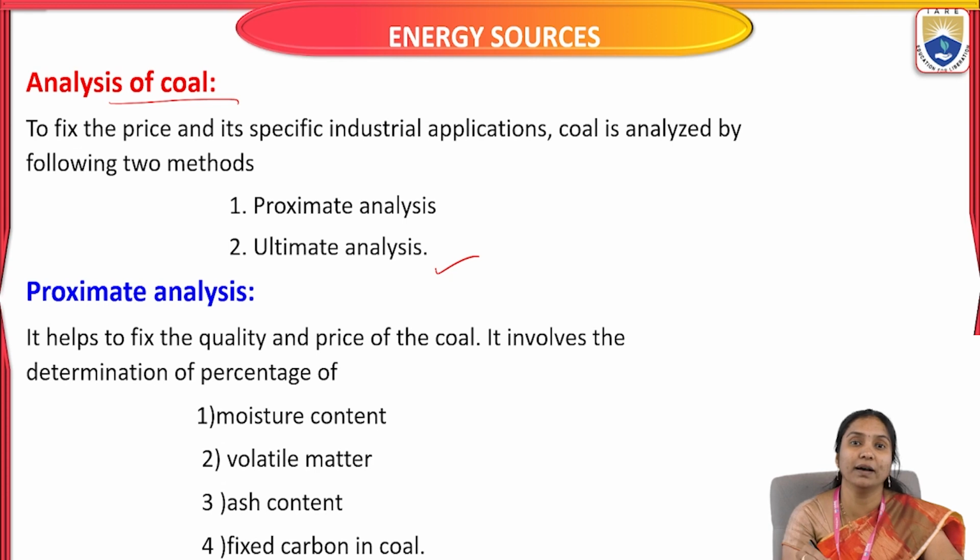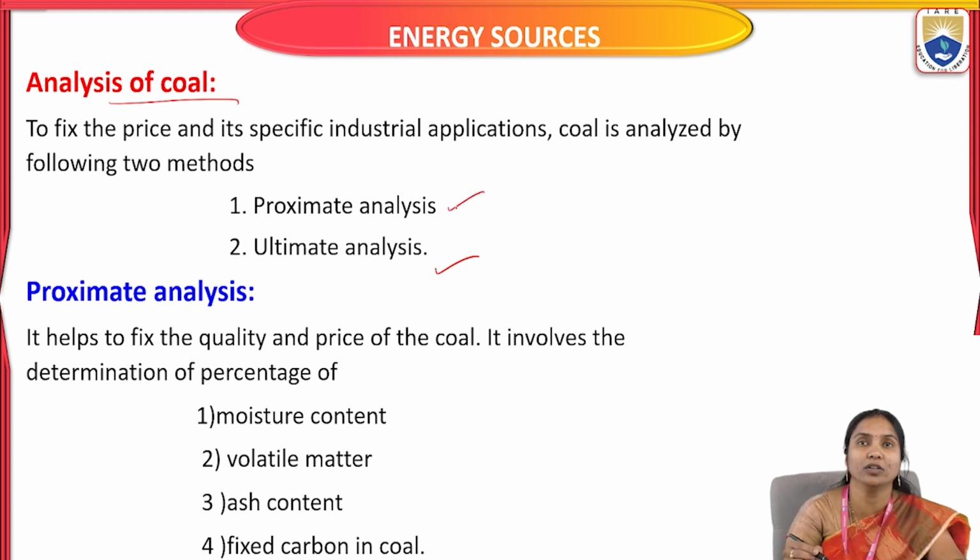It can be analyzed by ultimate analysis. Analysis of coal is most important to fix the price and quality, and to decide which coal is suitable for a specific industrial application. This can be analyzed by two different methods: one is proximate analysis and the second one is ultimate analysis.